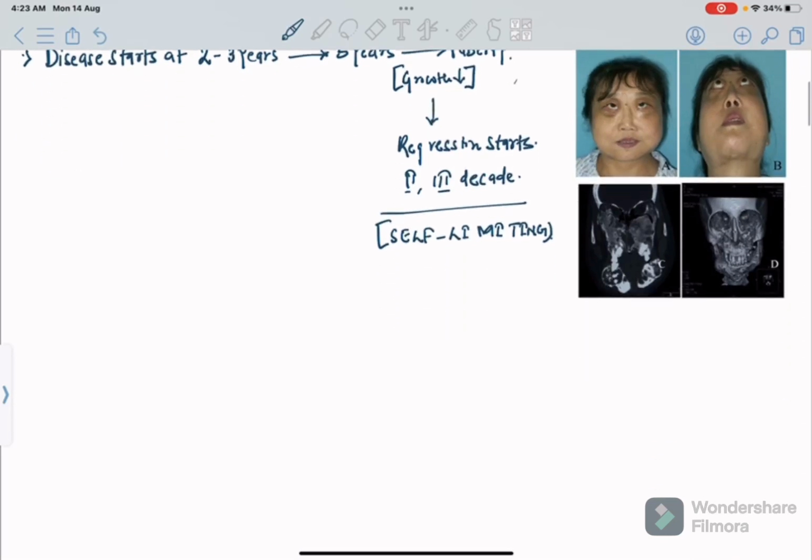Okay, and remember, it can involve mandible as well as maxilla also.